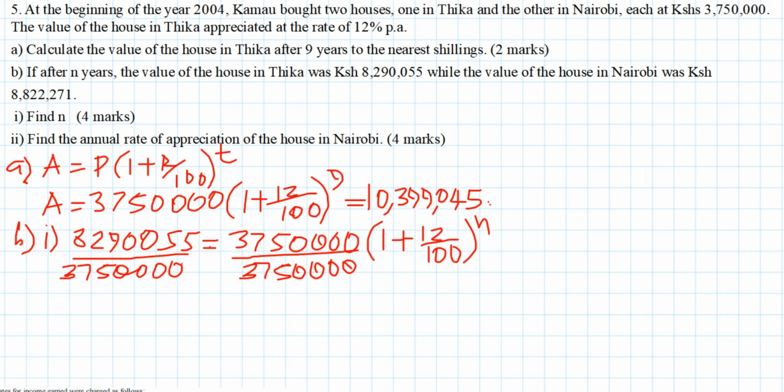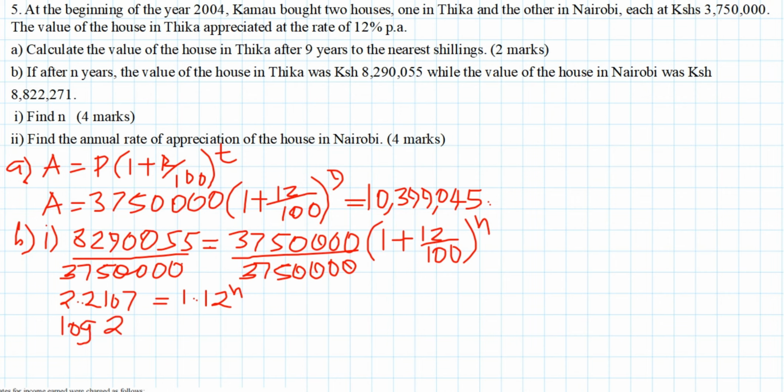So when you divide, on the right you're going to have 2.2107, and on the left you're going to have 1 plus 1.12, now raised to power n. If you take 1 plus 12 over 100, you get 1.12. So at this point, we just want to find the value of n. In order to get the value of n, since n is a power, we introduce logarithms.